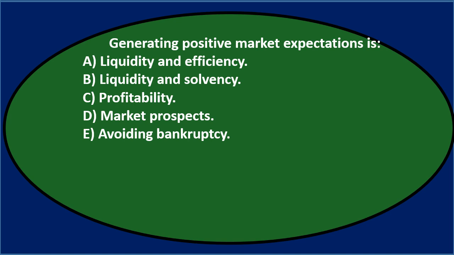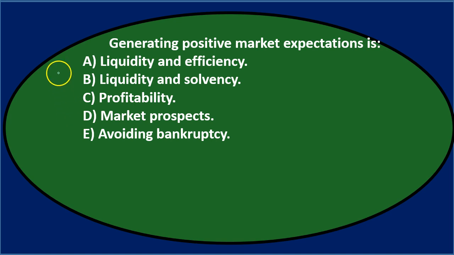First question, generating positive market expectations is either A, liquidity and efficiency, B, liquidity and solvency, C, profitability, D, market prospects, or E, avoiding bankruptcy. Let's go through this again using the process of elimination. Generating positive market expectations is either liquidity and efficiency, liquidity and solvency, profitability, market prospects, or avoiding bankruptcy.